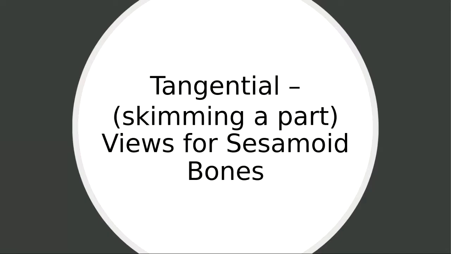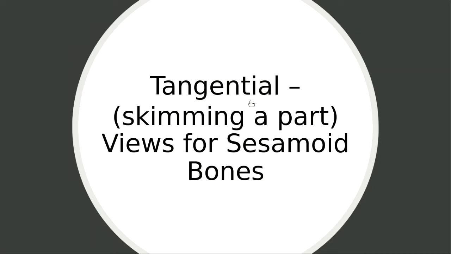Now, we also talked about those sesamoid bones, the tibial and fibular sesamoid bones. So we have images that we can actually take to view these bones in case they worry about a fracture. And these are called tangential projections. So this word right here is tangential. And what that means is that you're skimming a part. Okay, it's a tangential projection.